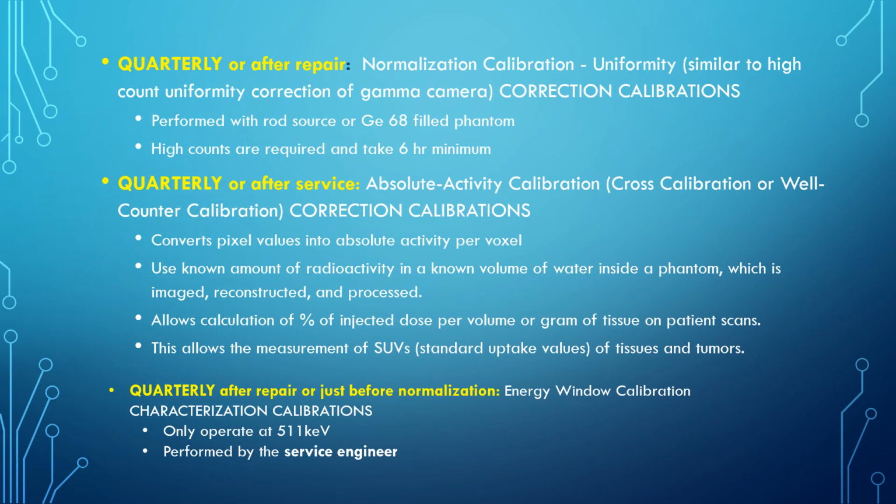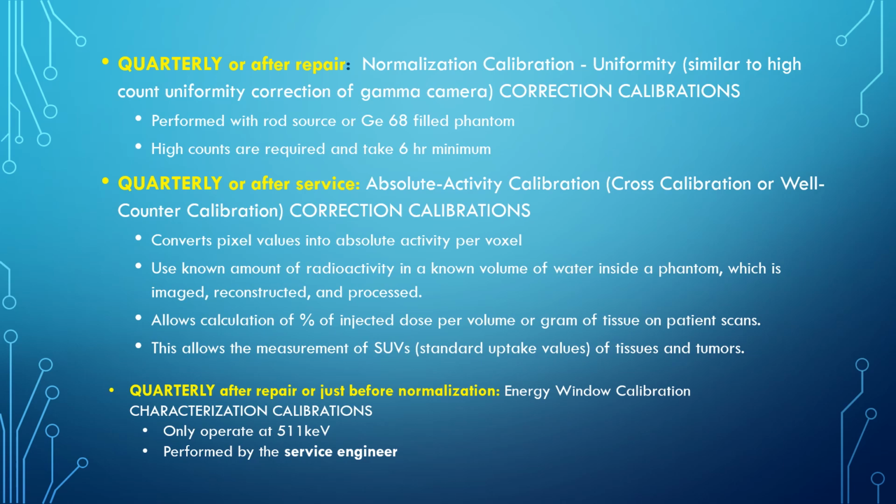So the normalization calibration is essentially like a uniformity correction for SPECT imaging. It is very similar to the high count uniformity that's done on gamma cameras. This is a correction. It's performed with a rod source or germanium-68 filled phantom, and high counts are required, and you have to take a minimum of a 6-hour acquisition.